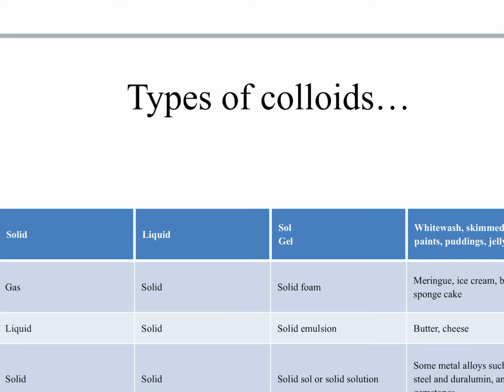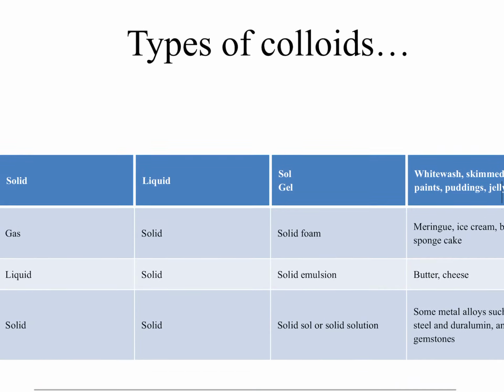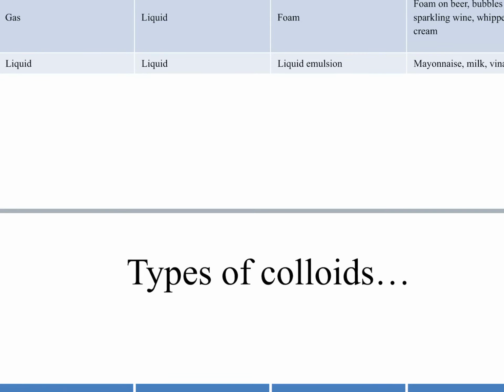And next, solid in solid is called solid sol or solid solutions, like some metal alloys such as steel, duralumin, etc. They are examples of solid in solid. So, let us see once again.